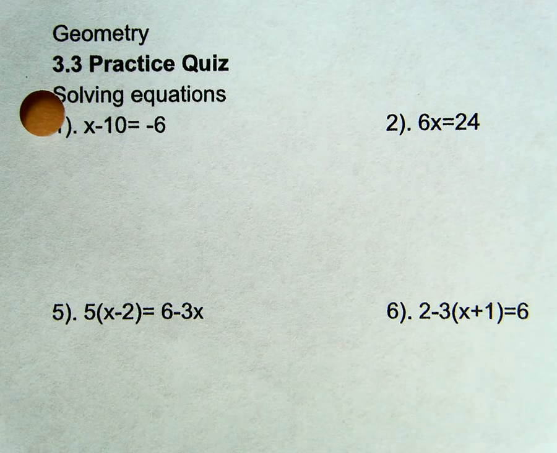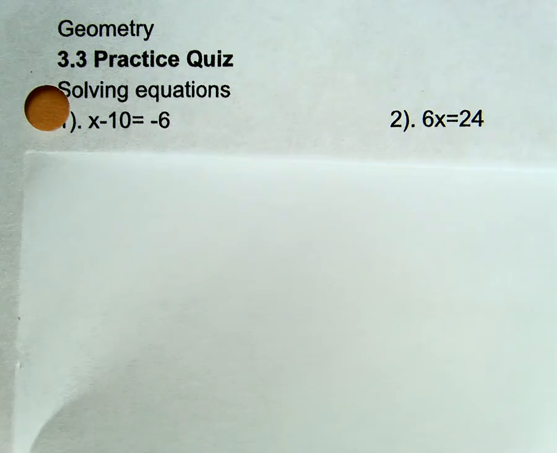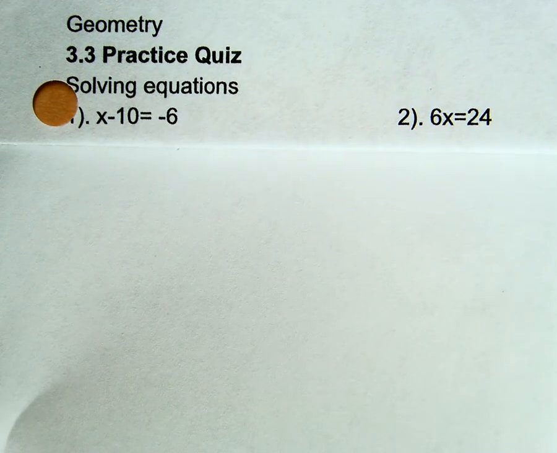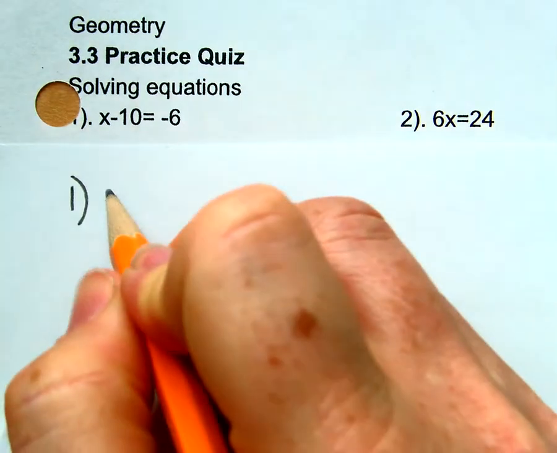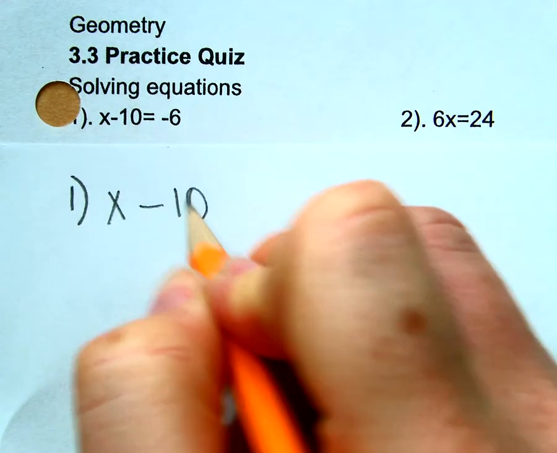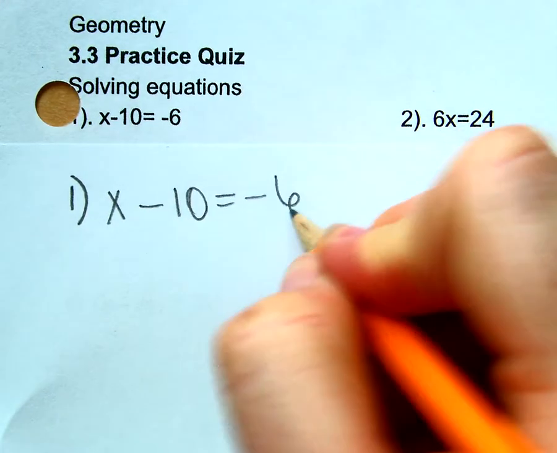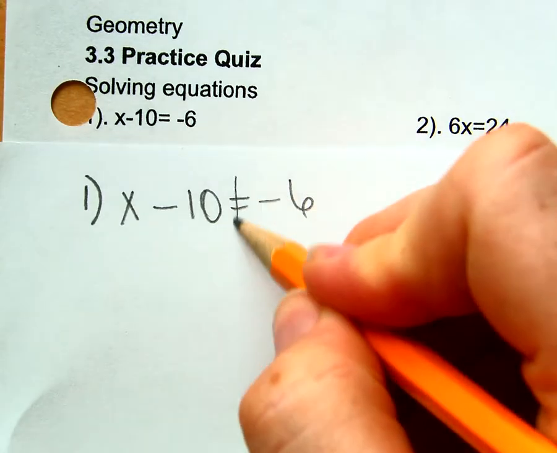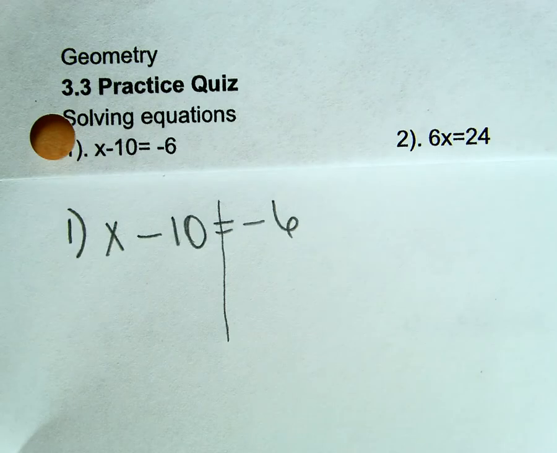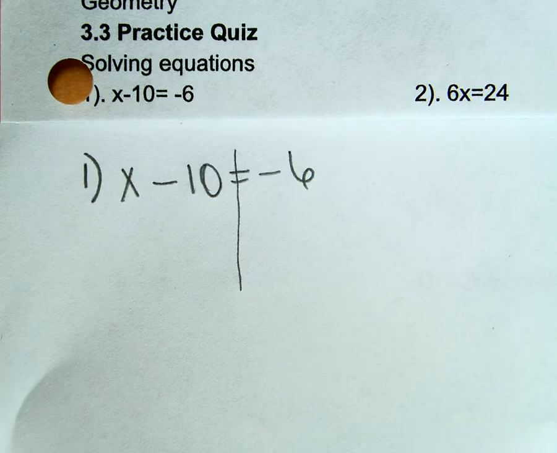Okay. So if I look at this first problem, x minus 10 equals negative 6. So basically all this question is asking is what number can I subtract 10 from and get negative 6? If you're not in my class and you're watching this, I always draw this vertical bar to help me organize my equations, think about what's the left side and what's the right side.